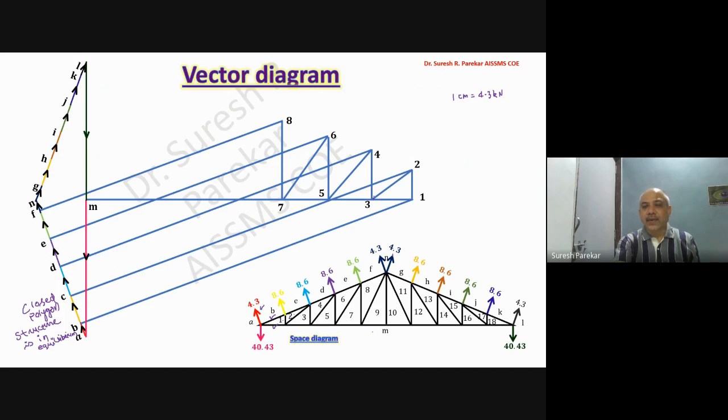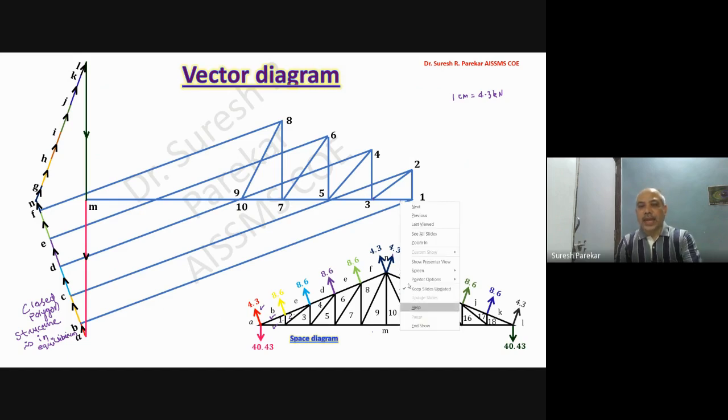Then we have 8, 9, M9, and then 10: 9, 10 and M10. As we have force in member 9-10, the force in this member is 0. So likewise we have to go for the vector diagram.